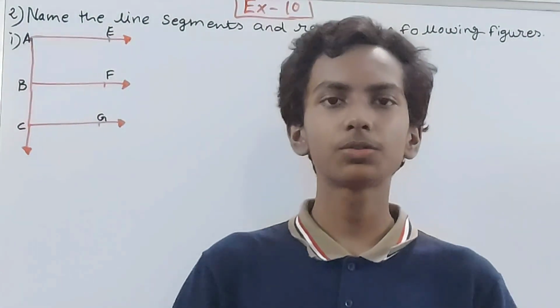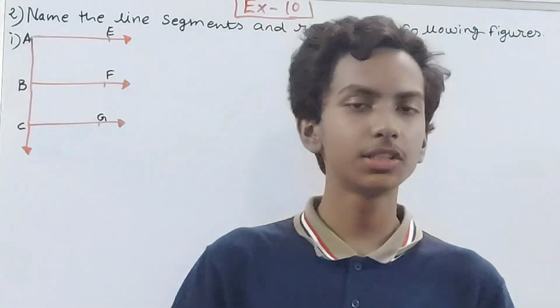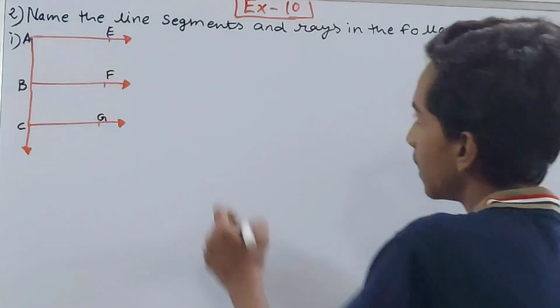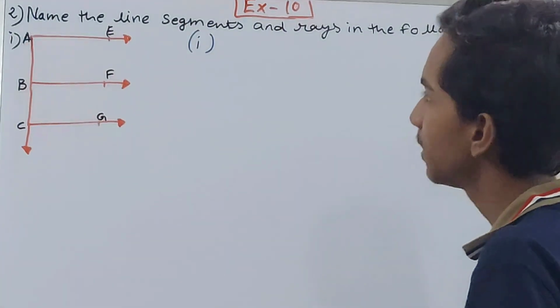In this video we are going to solve ICSE Mathematics class 6th chapter 10 basic geometry exercise 10 question 2. Name the line segments and rays in the following figures. We have to name the line segments and the rays in these following figures. The first one is A, E, B, F, C, G. Now this is your figure.